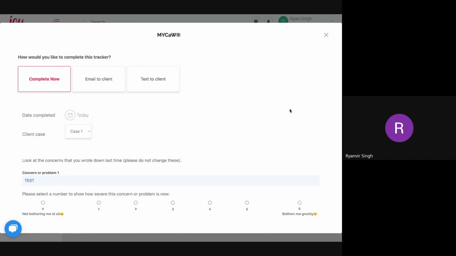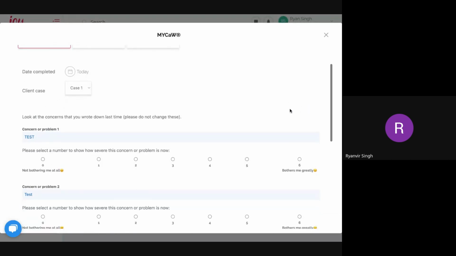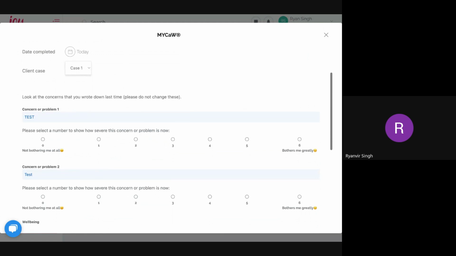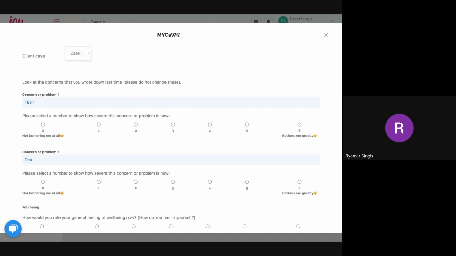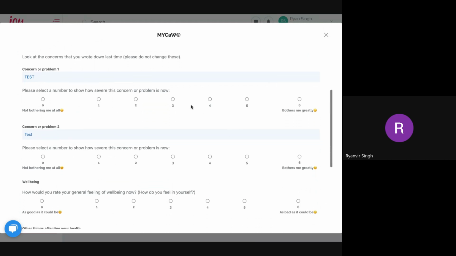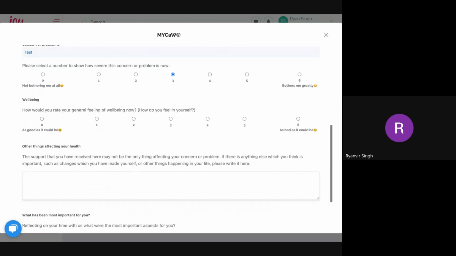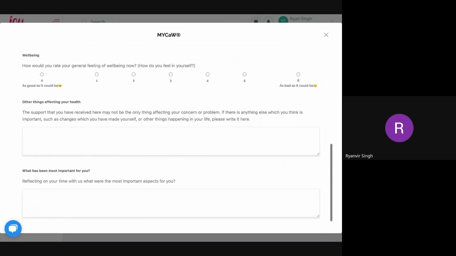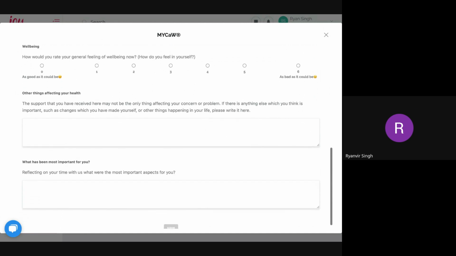When you click track, it will open up and you can then adjust your score based on the similar questions that we've asked previously, based on the concerns that they've raised. So I'll ask again the same wellbeing question, and there are 2 more questions, so I'll score them. And then there are 2 more questions here that you can also populate to give you more of a contextual view on the patient. So other things that are affecting their health and what has been most important for you.